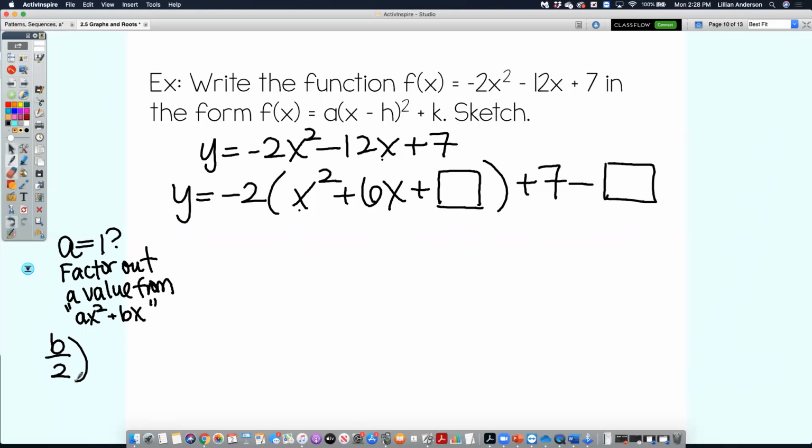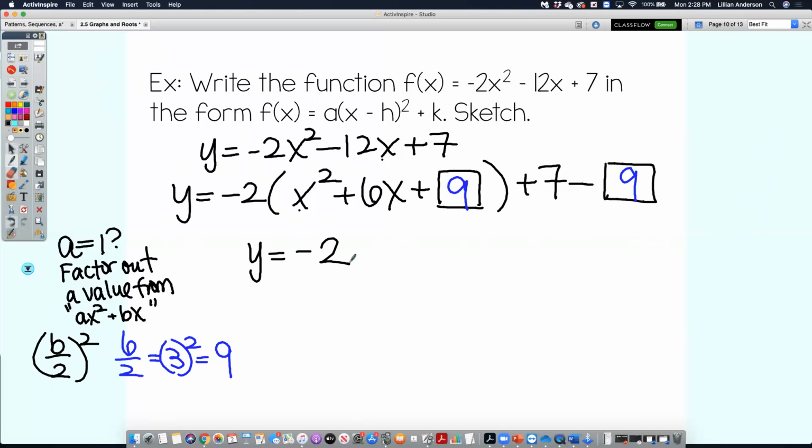I still have to take half of b and square it. What's b now? The new b is 6. What's half of 6? And square it, what is that? 9. That's the number I have to add here and subtract here. Now when I go to write it in vertex form, the -2 is on the outside. That's your a value.